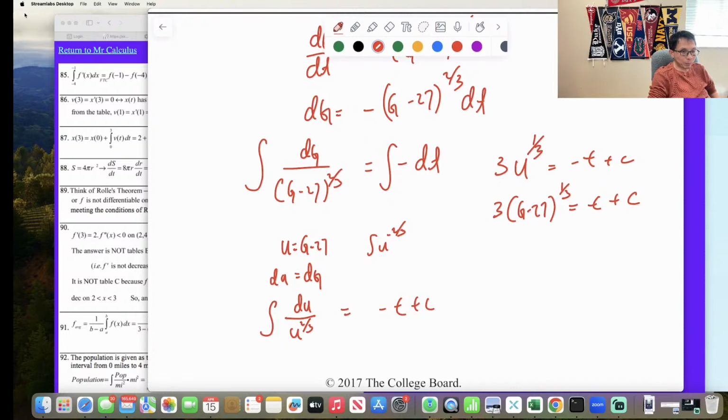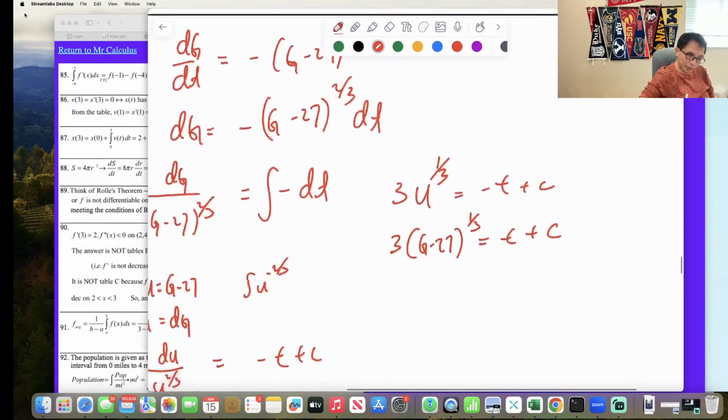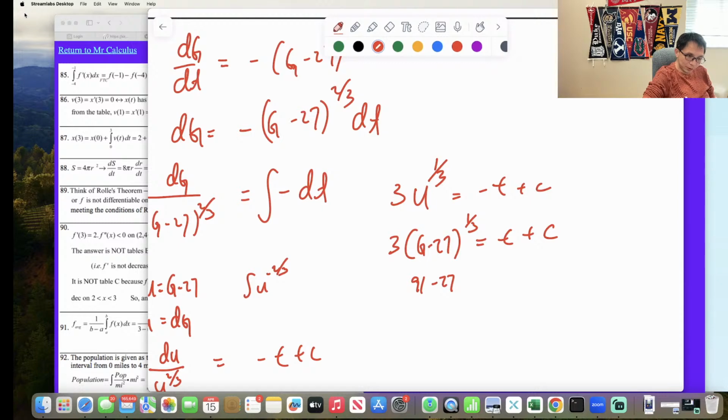Now what I'm going to do is plug in the initial g. According to the question, what is g? 91. Yep, it's 91 at 0 still. So 91 minus 27 to the 1/3, times 3, equals c, right? That's 64, cube root is 4, times 3 is 12. c is equal to 12. So I'm going to solve for it.